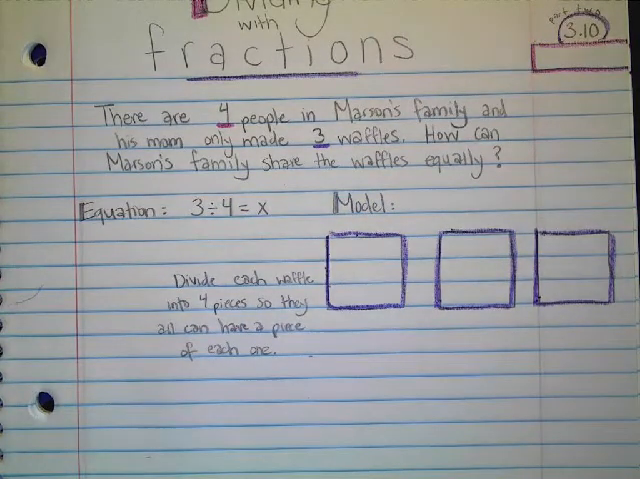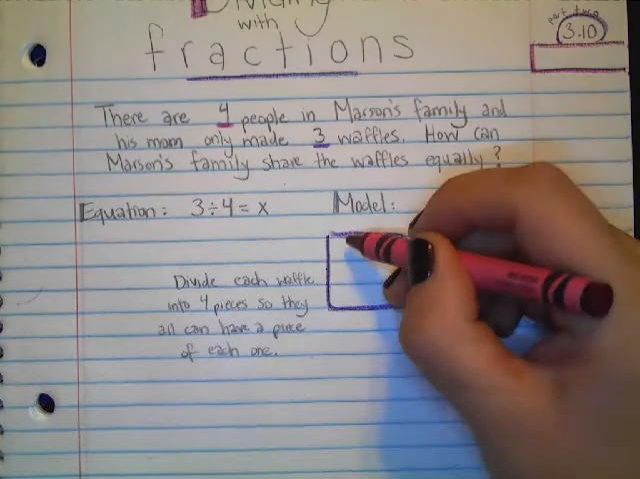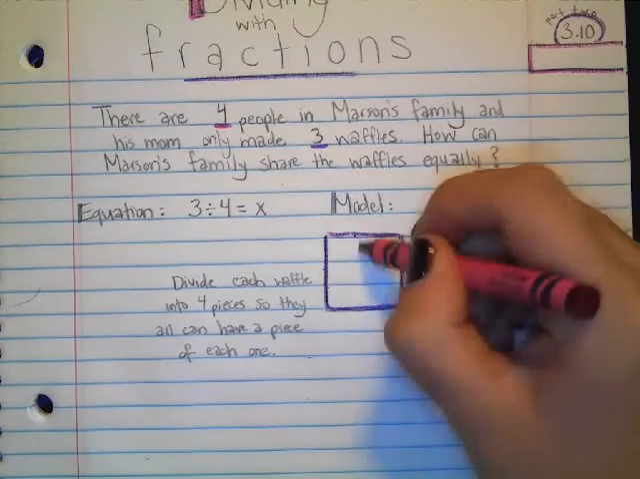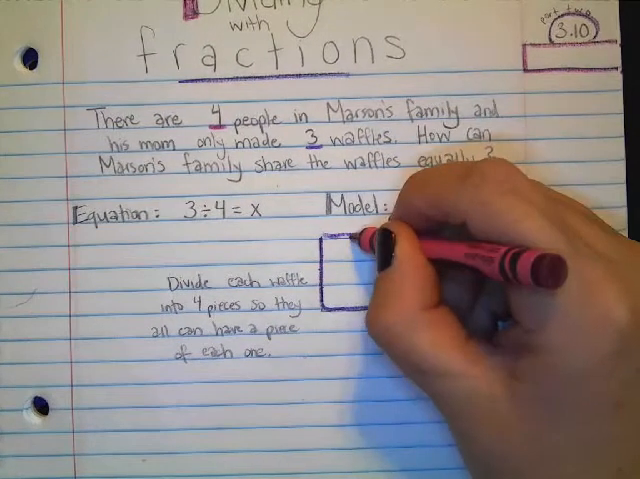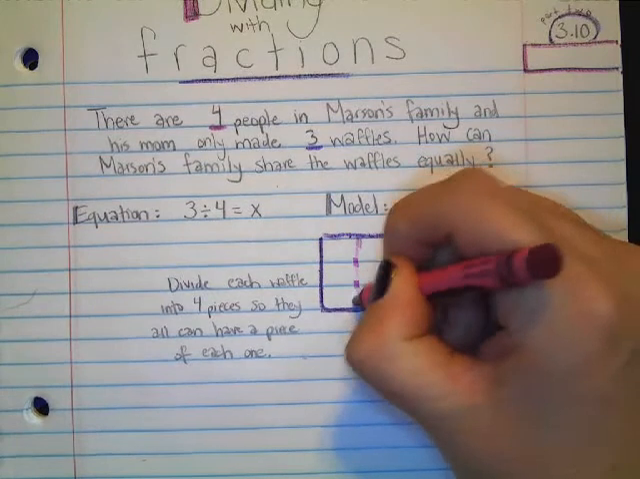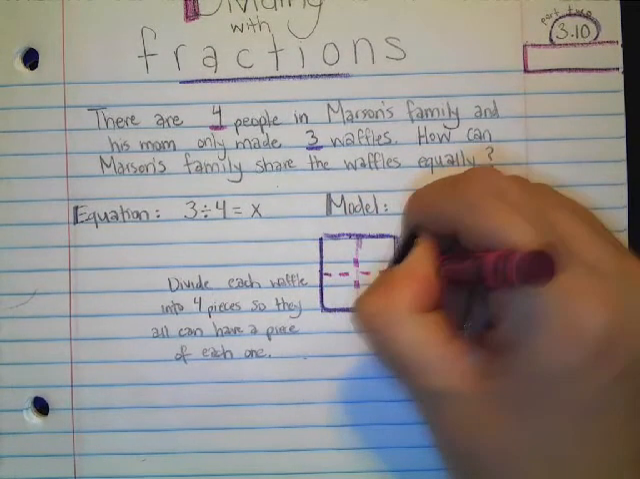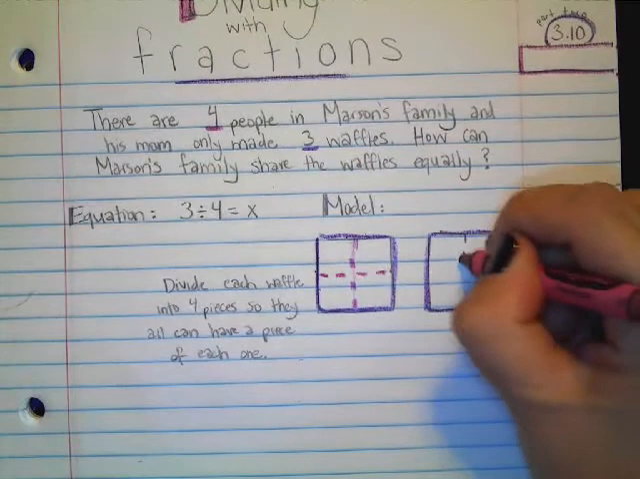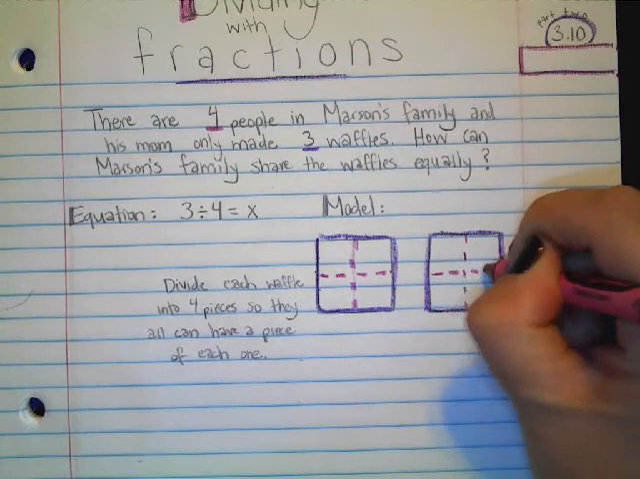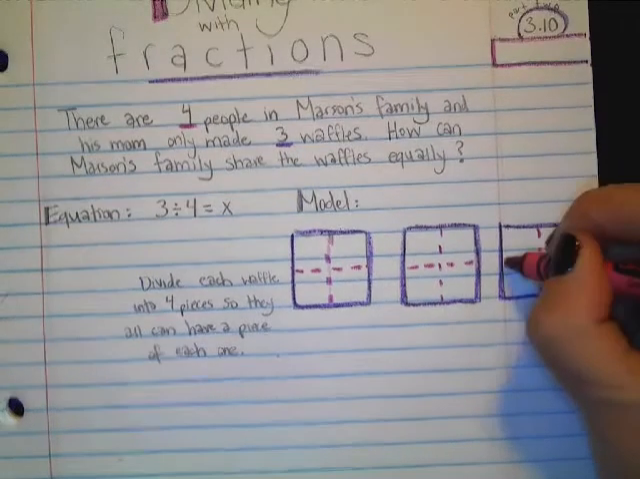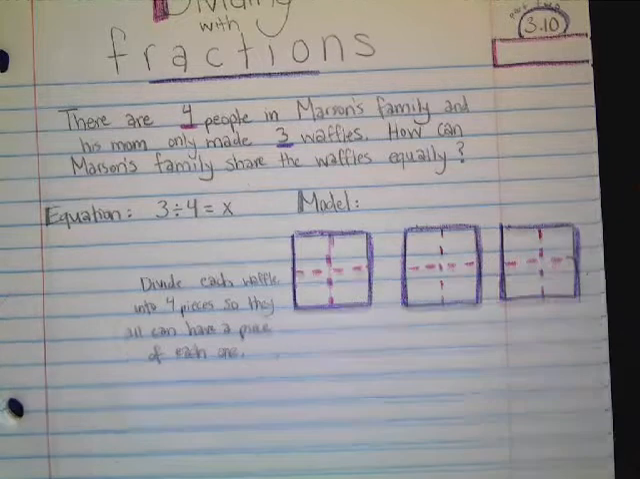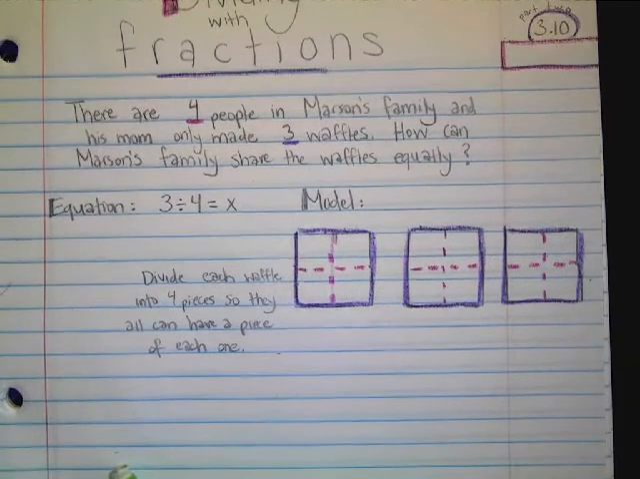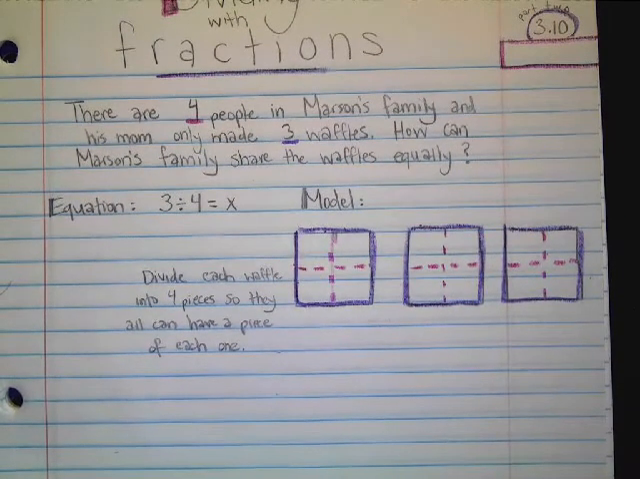That's what we're going to do. Divide each waffle into 4 pieces so they can all have a piece of each one. So I'm just going to go like this. Okay. I could use all the lines going the same way, or because it's fourths, I could go like this and make them kind of like dashed lines. There's one waffle that's split, 2 waffles that split, 3 waffles that get split. So now those waffles are all split up into that amount.